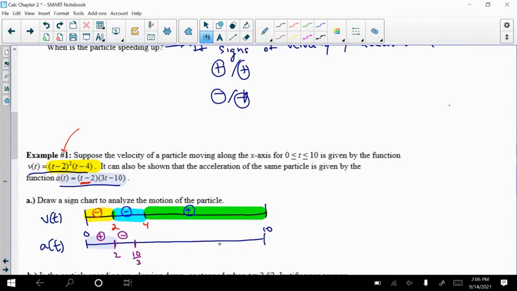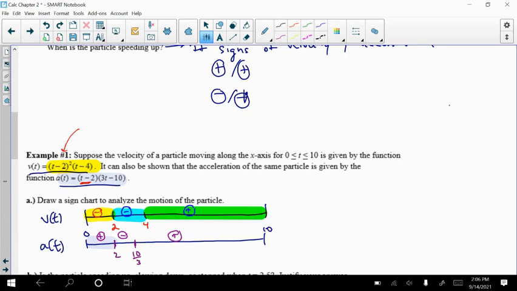And then picking anything in this region over here, let's say like 5 again. 5 minus 2 is 3. 15 minus 10 is 5. Again, a positive number. So acceleration by itself doesn't indicate if it's speeding up.